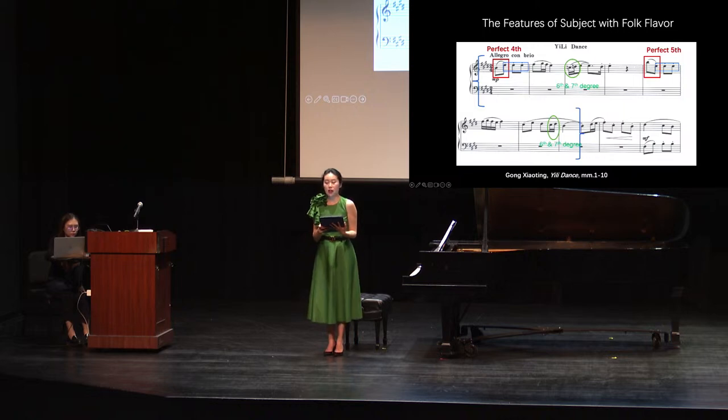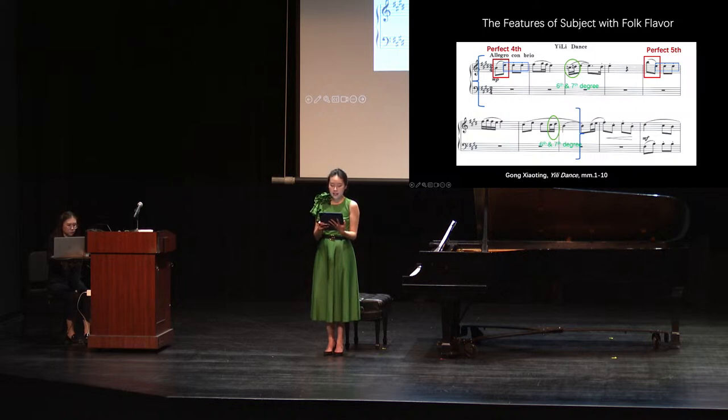In addition to the feature of note repetition, Gong Xiaoting intended to reveal a special design for the motive of the subject. Since E is the tonal center, Gong Xiaoting takes E as the axis of symmetry to build up the perfect fourth going up and the perfect fourth going down. Also, we can notice that the 6th and 7th degrees of the subject, in measure 3, are raised a half step while the melody ascends. The 6th and 7th degrees return to C sharp and D sharp while the melody descends.